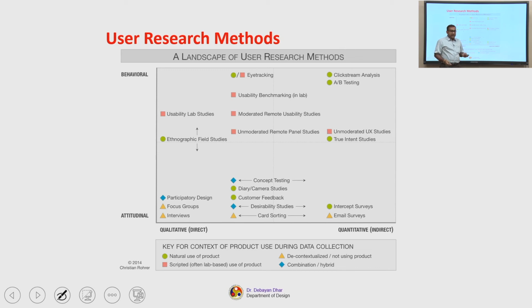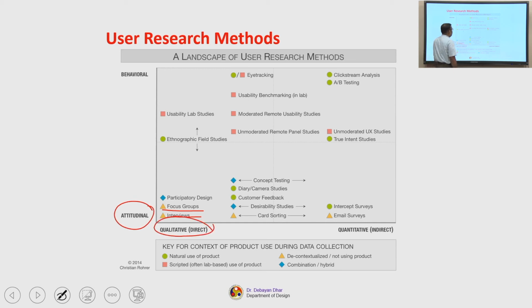This is a very nice display of all the methods used across the user research domain, and it was done by Christian Rohrer in 2014. You could see that you have both axes, attitudinal and behavioral, qualitative and quantitative, and all these methods, for example, focus groups and interviews, lie towards attitudinal and qualitative.